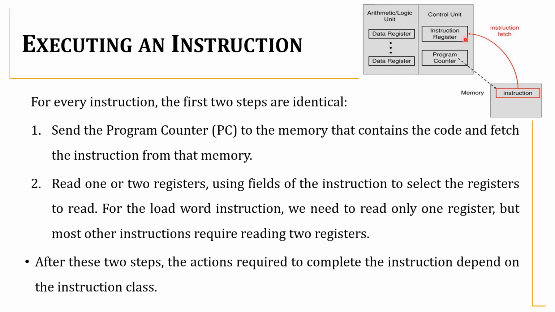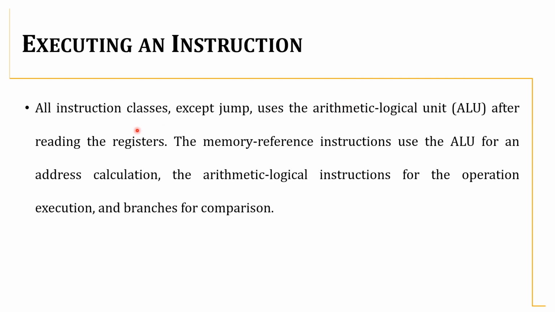Okay, so the second step is reading the one or two registers or the memory for fetching the operands required to perform this instruction execution. After these two steps, the actions required to complete the instruction depend on the instruction class. All the instruction classes except jump use the ALU unit after reading the registers. So depending upon the addressing mode used, we will be having various types of instructions like memory reference instructions, arithmetic logical instructions or branch instructions, right?